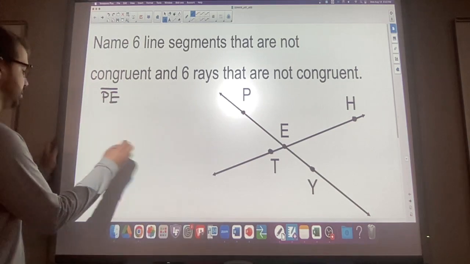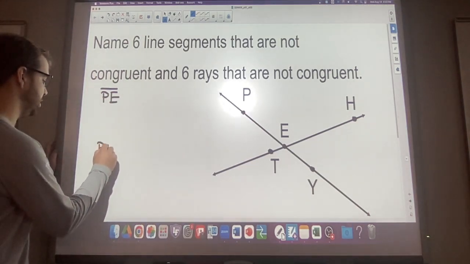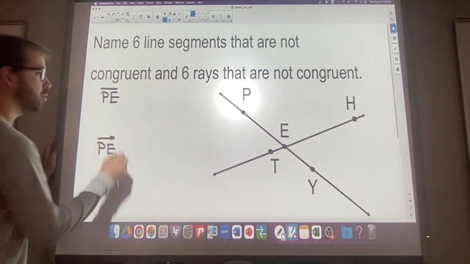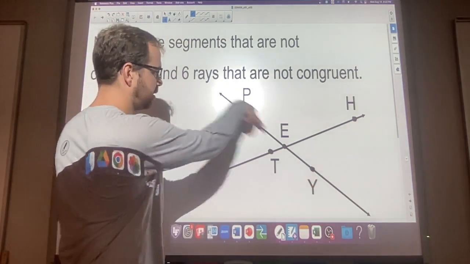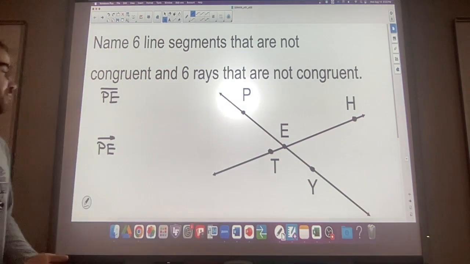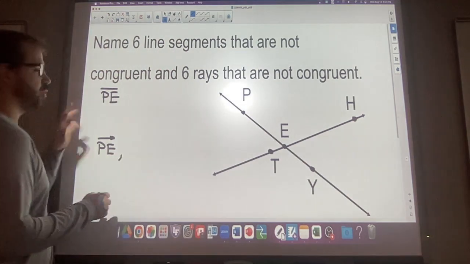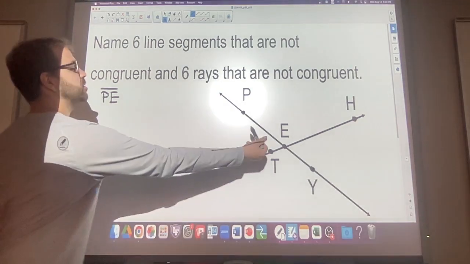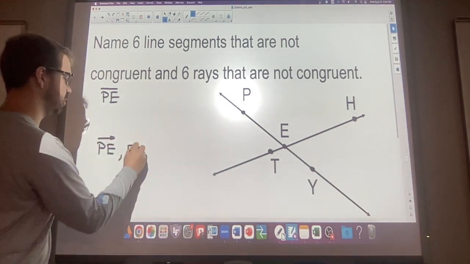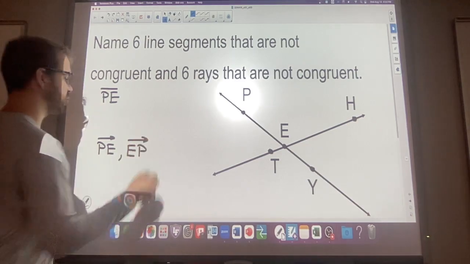If I were to write PE as a ray, okay, starting at P and going through E, it'd be kind of like this, going like that. Because order matters for rays, I could switch the order and say EP. That is a different shape because it's going to the left now instead of to the right. Okay, so you got to be careful. Congruent means they're the same.